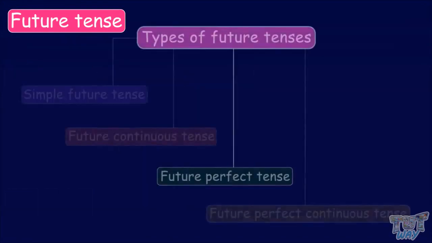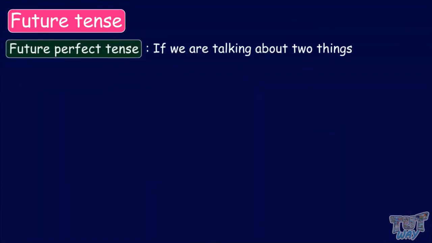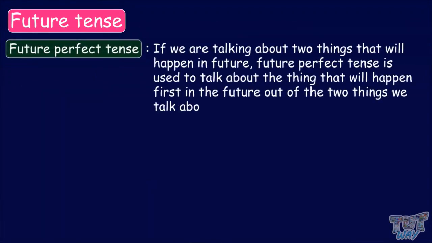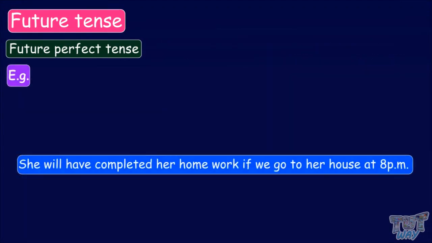Now let's learn about future perfect tense. If we are talking about two things that will happen in the future, future perfect tense is used to talk about the thing that will happen first in the future out of the two things we talked about. Here we have examples. She will have completed her homework if we go to her house at 8 p.m.